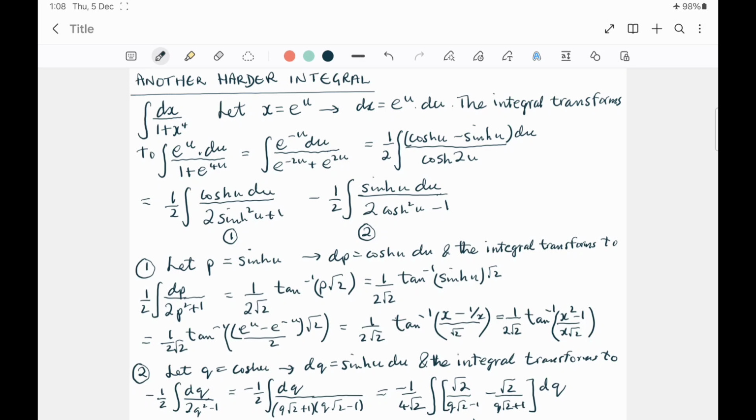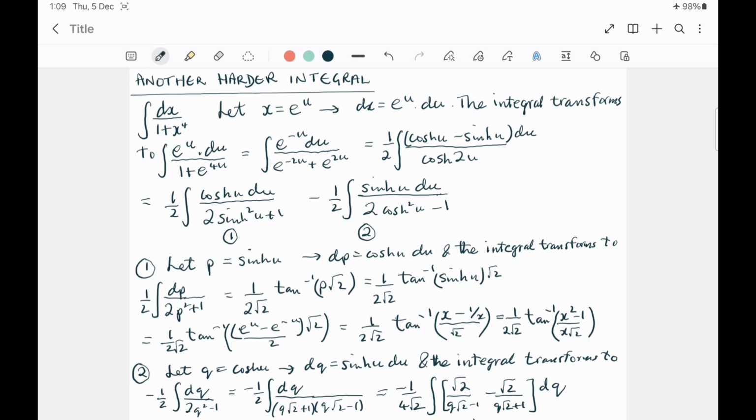So that transforms to 1/2 (cosh u minus sinh u) over cosh 2u, which in turn can be split up as 1/2 cosh u du over 2 sinh squared u plus 1, minus 1/2 sinh u du over 2 cosh squared u minus 1. The denominators in both of those expressions are actually both equal to cosh 2u, and the reason I've put them slightly different will become apparent in the next step. I've numbered these two integrals as 1 and 2, so I'll deal with 1 first.